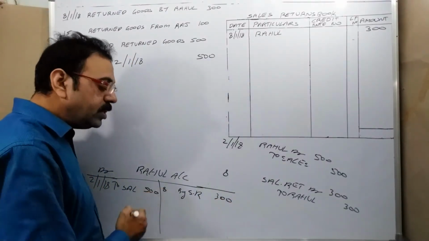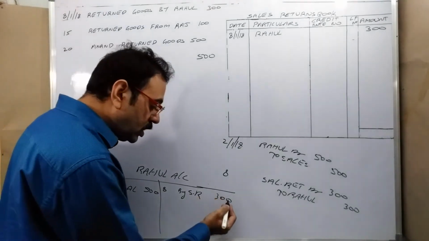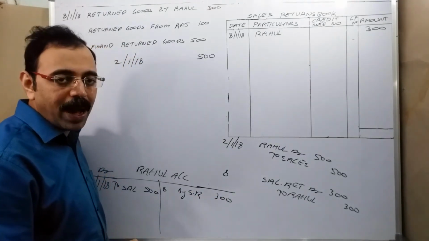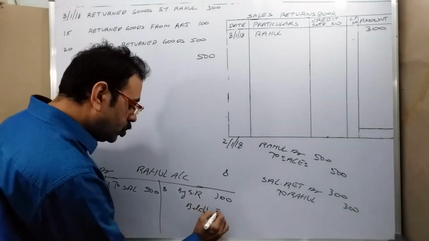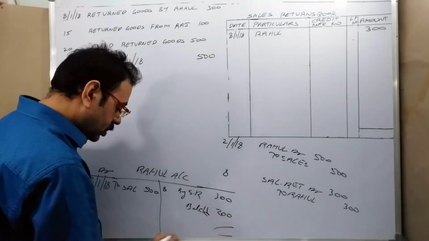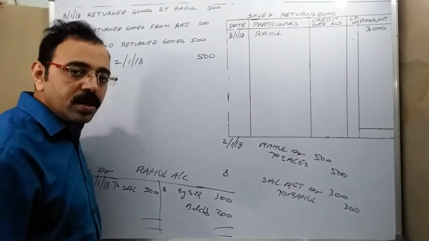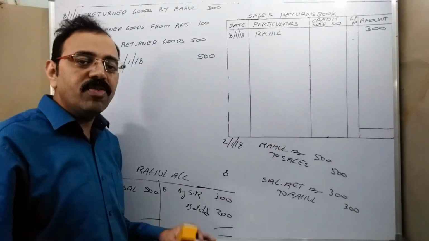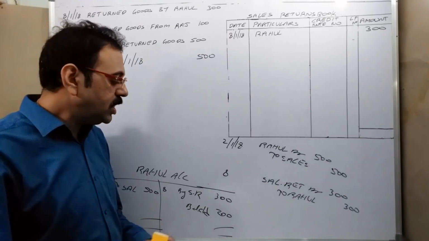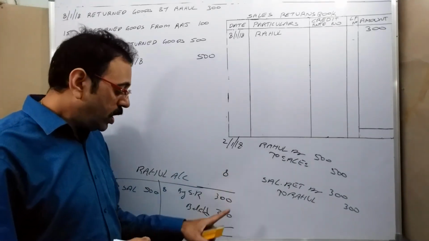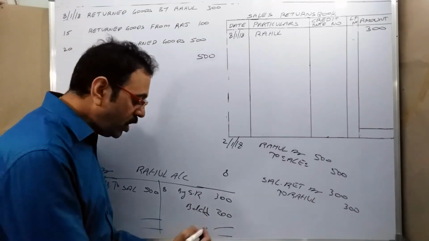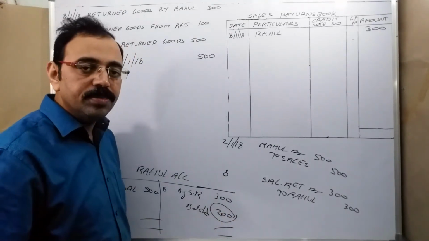Now on 8th date, after posting these sales returns, if you calculate the balance carried down, the amount will be 200 rupees. Then what is the meaning of that? Now Rahul is not a debtor for 500. Since he returned 300 worth of goods on 8th, now he is liable to us only for 200 rupees.